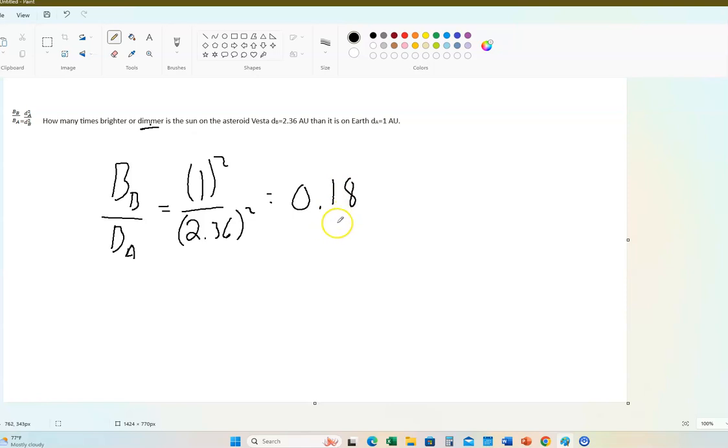The sun is only 18% as bright as it is on Earth, right? Because you're only getting 18% of the light that Earth receives, because the light spreads out as the square of the distance. That's called the inverse square law. All right, so that was I think number 11. Let's do the next one.